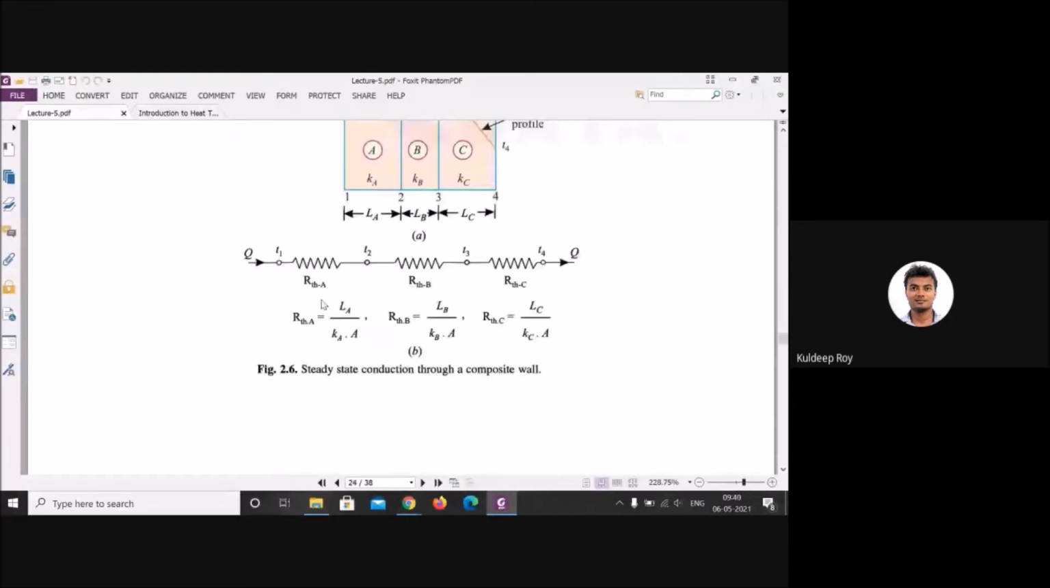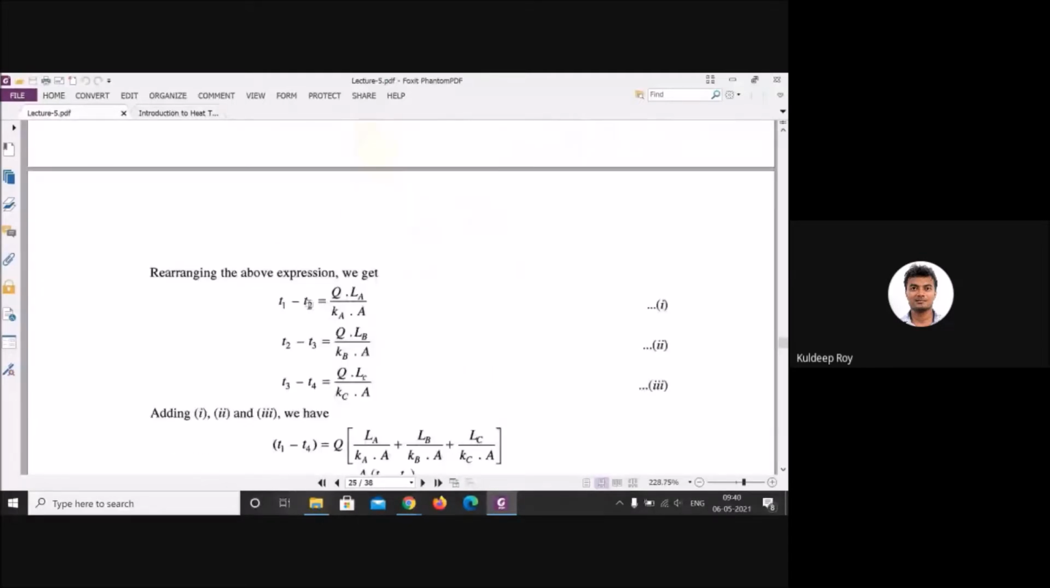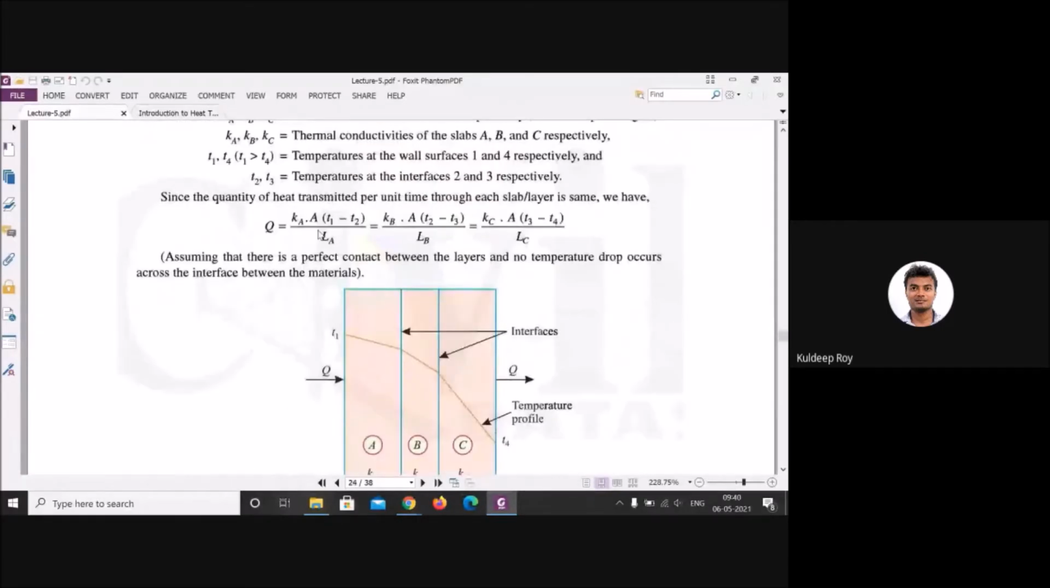Then you want to determine the temperature. Okay, how will you determine T1 minus T2? It will be this. How will you get it from this? If you take only two values, Q equal to Ka, T1 minus T2, then how much will be T1 minus T2? T1 minus T2 will be Q multiplied by La divided by Ka and A. Okay, the same thing you have to write like this.